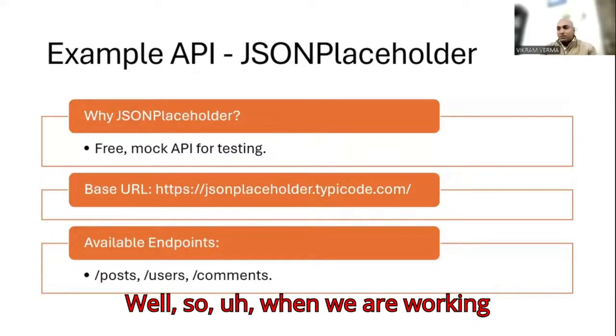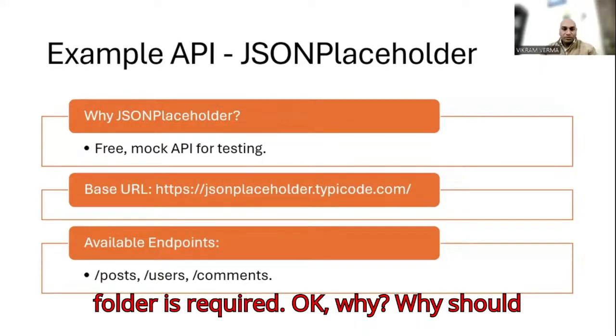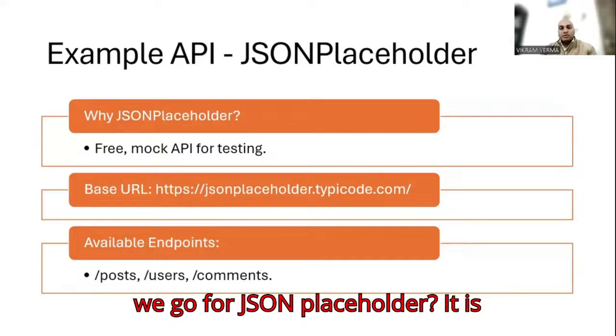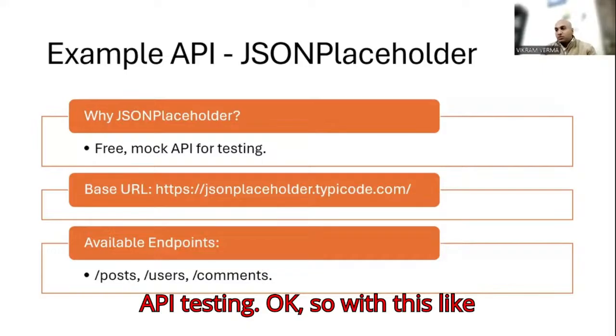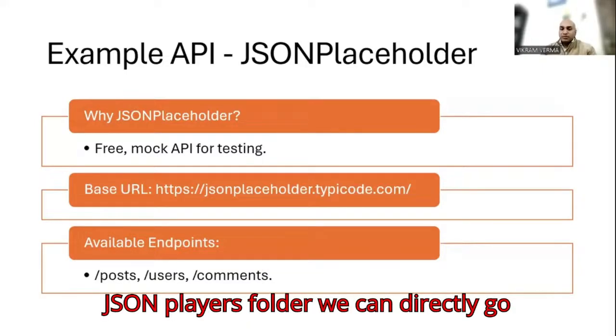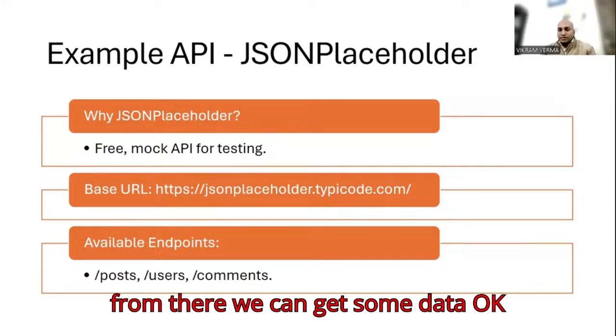When we are working with API, JSON placeholder is required. Why should we go for JSON placeholder? It is really useful for free and mock API testing. With JSON placeholder, we can directly go to a particular data set, and from there we can get some data.